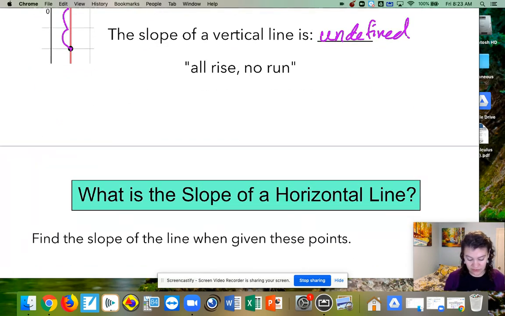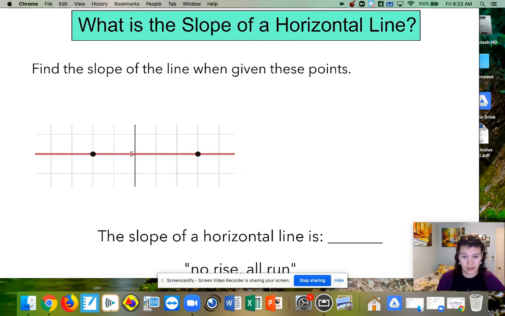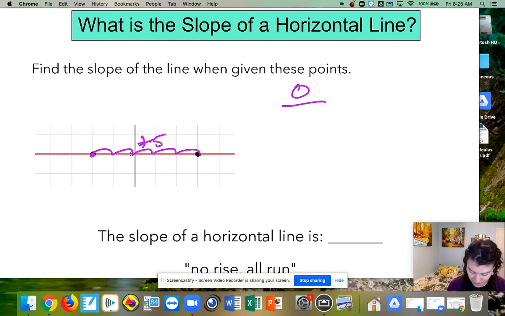Then we also have the slope of a horizontal line. So we can find this the same way. If we pick this point, we're going to go 1, 2, 3, 4, 5. And this was only in the horizontal direction. We didn't go up and down at all. So up and down is still 0. And we went 5 in the x. This just becomes 0. So then that's your slope. So we're going all rise, or sorry, no rise, all run.